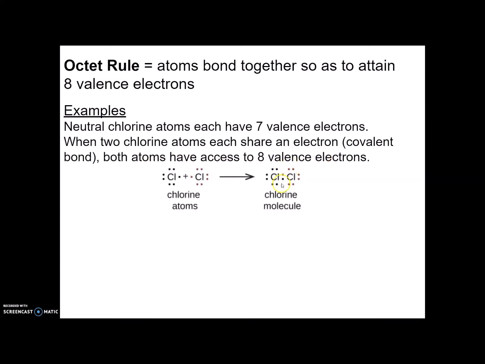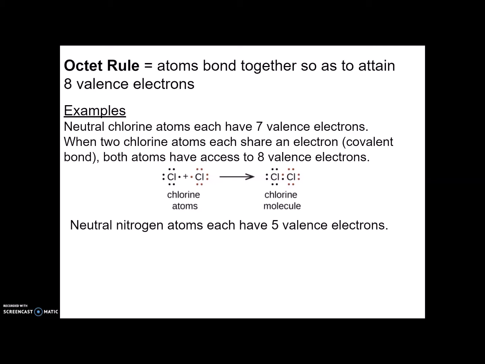Take a look at this. So the neutral chlorine atoms, if you count up the number of dots around them, you'll find that there are 7 around each. When they form a chlorine molecule and share an electron with the other atom, now they have access to 8 valence electrons. They are energetically stable now that they have this arrangement. Let's take a look at another one. This one's a little bit tougher.